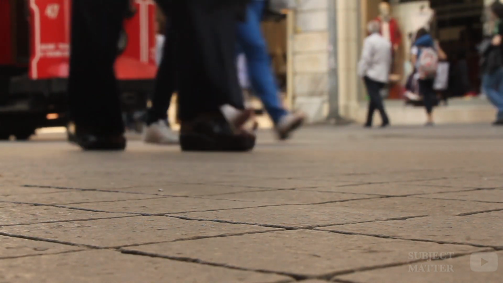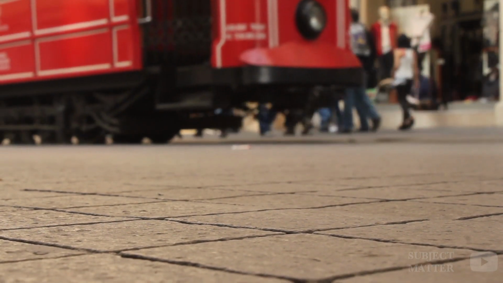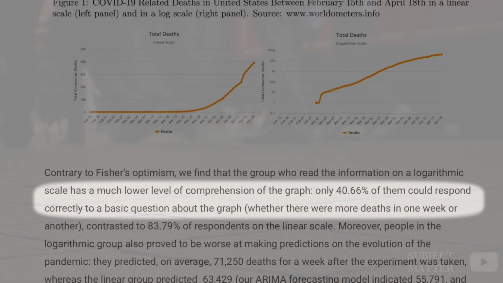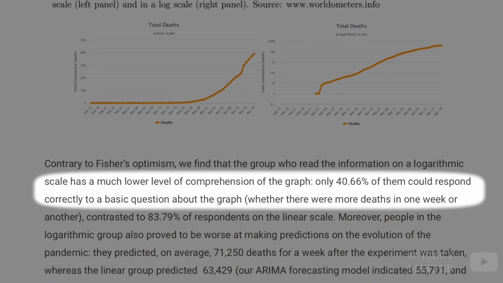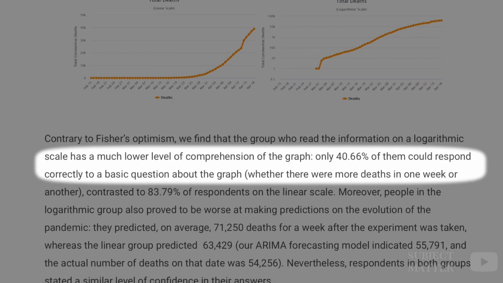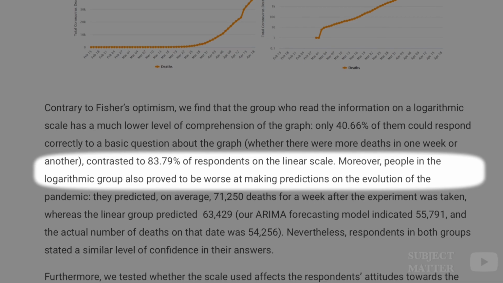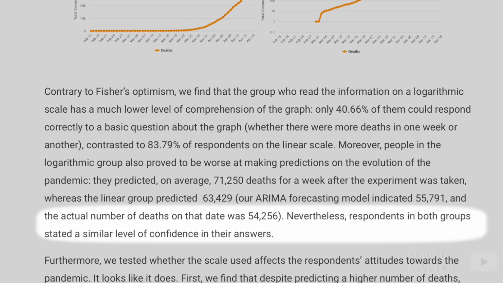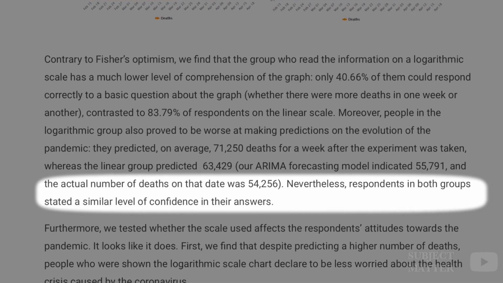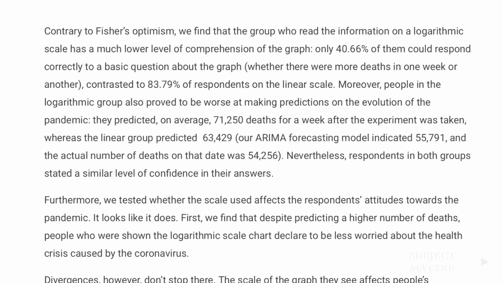However, it's objectively worse to use representations the public are less familiar with, whether or not it's on purpose. The Yale and LSE study found that only roughly 41% of subjects could answer basic questions about log representations, as opposed to roughly 84% for linear representations. This is in spite of respondents of both groups stating similar levels of confidence in their predictions when using each graph to make predictions.